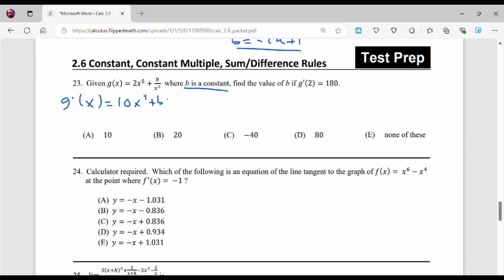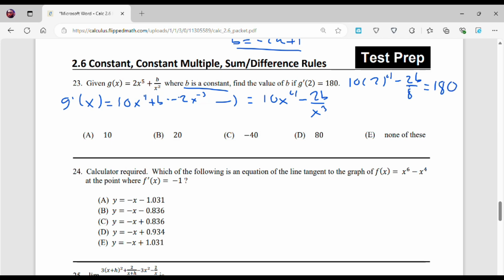So, negative 2x to the negative third. Right. It's applying power rule. So, we get g prime of x equals 10x to the fourth minus 2b over x cubed. So we know our x is 2. So 10 times 2 to the fourth minus 2b over 2 to the third, which is 8. And that is 180.